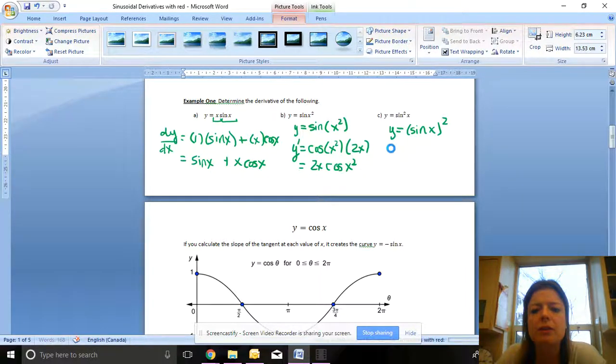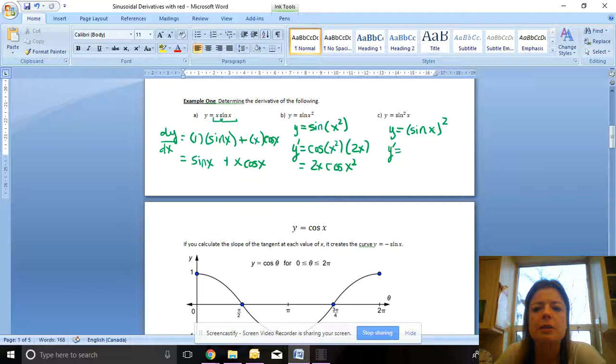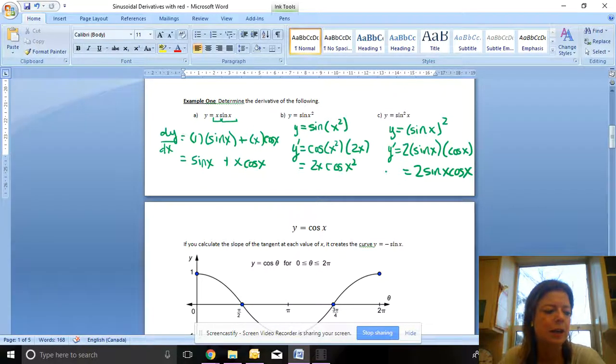Now this derivative, though, is the chain rule where we think about a function to the power 2. So we bring the 2 down, keep the inside the same, reduce the power by 1, and then multiply by the derivative of that inside function. So this is actually 2 sine x cos x. Hopefully that makes sense to you.